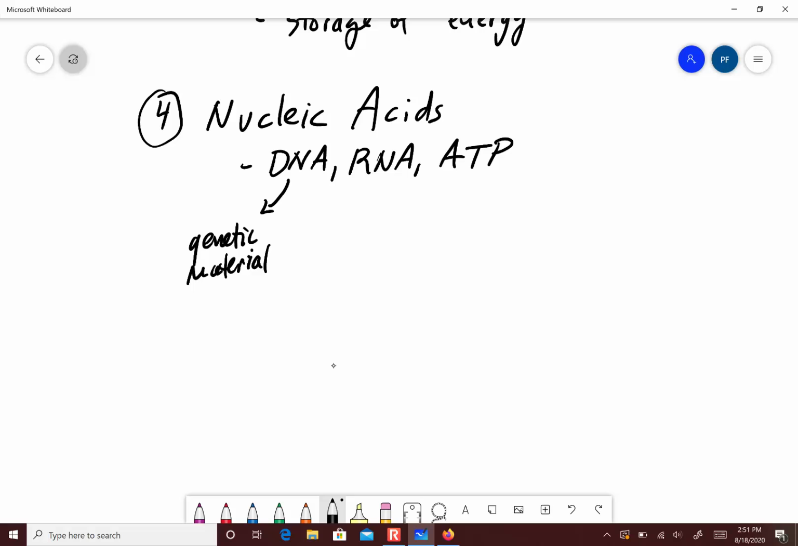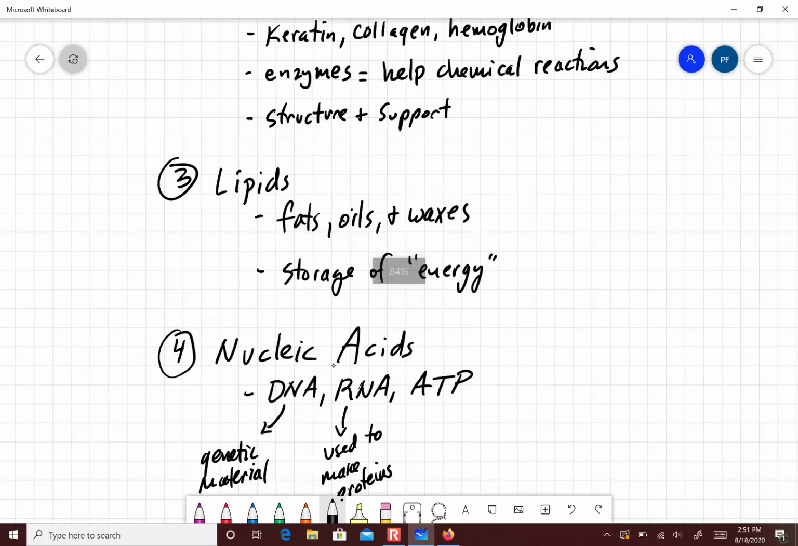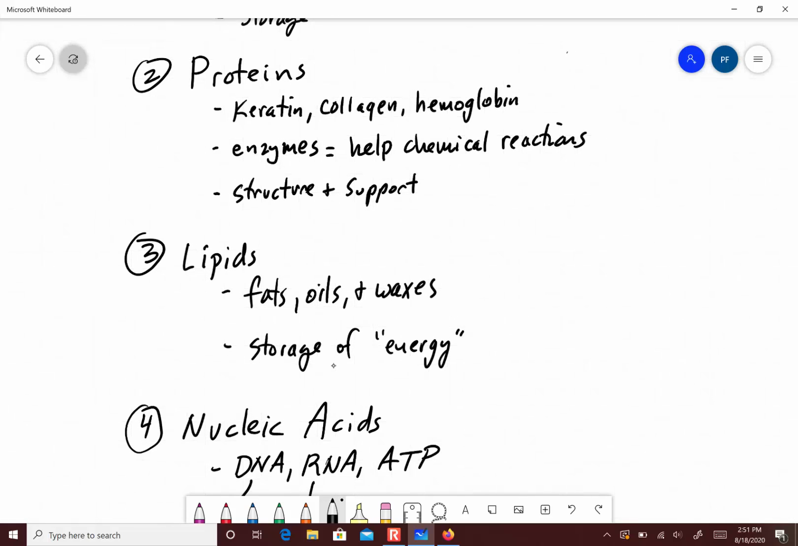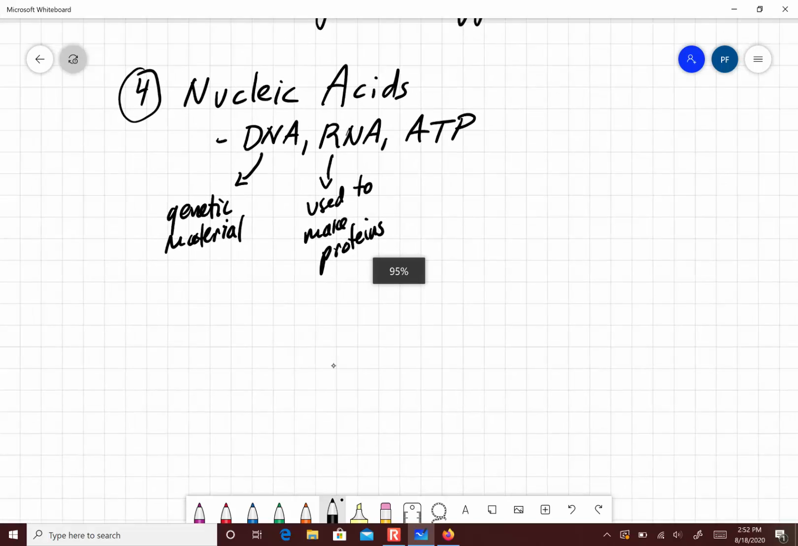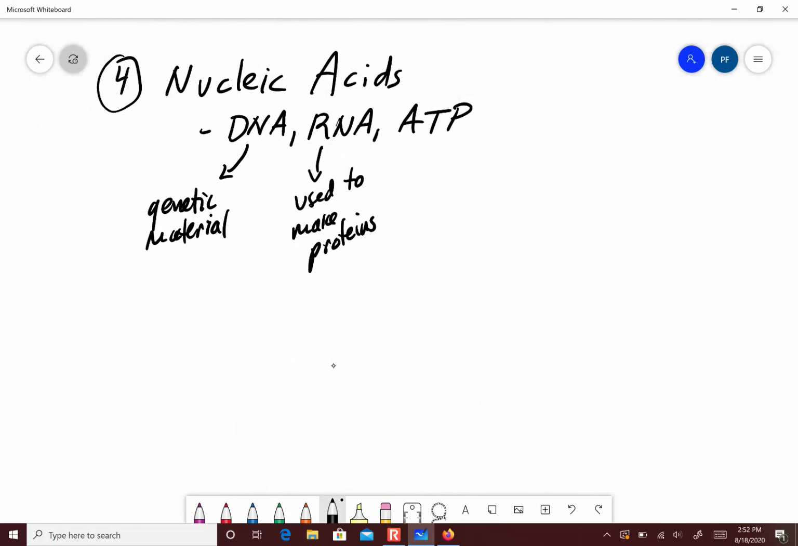Now, RNA is going to be used in cells to make proteins. So all those proteins we talked about up here, if we want to make these things in your cells, we've got to have RNA functioning to help with that. And then ATP is our energy source. Okay, most organisms use ATP as an energy source.